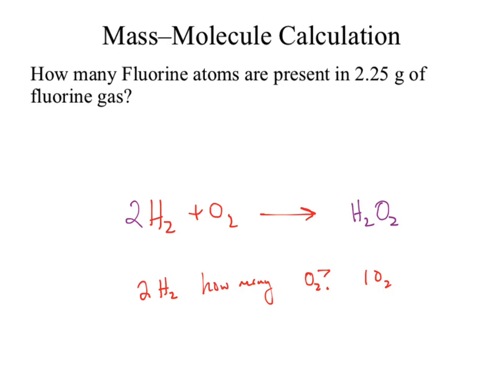If I give you two hydrogens, how many oxygens are necessary to complete this reaction? Is the equation balanced? No. We'd have to balance it by getting rid of that two. If I give you two hydrogens, how many oxygens do you need? You would need two, because that's how it would balance out.